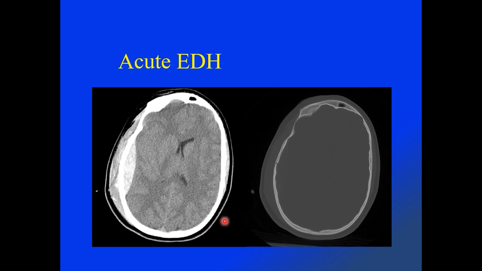This is a patient who presented with an acute epidural hematoma, where the hemorrhage demonstrates a biconvex or lenticular shape with a mass effect on the lateral aspect of the right cerebral hemisphere. It is associated with a non-displaced or non-depressed right temporal bone fracture.